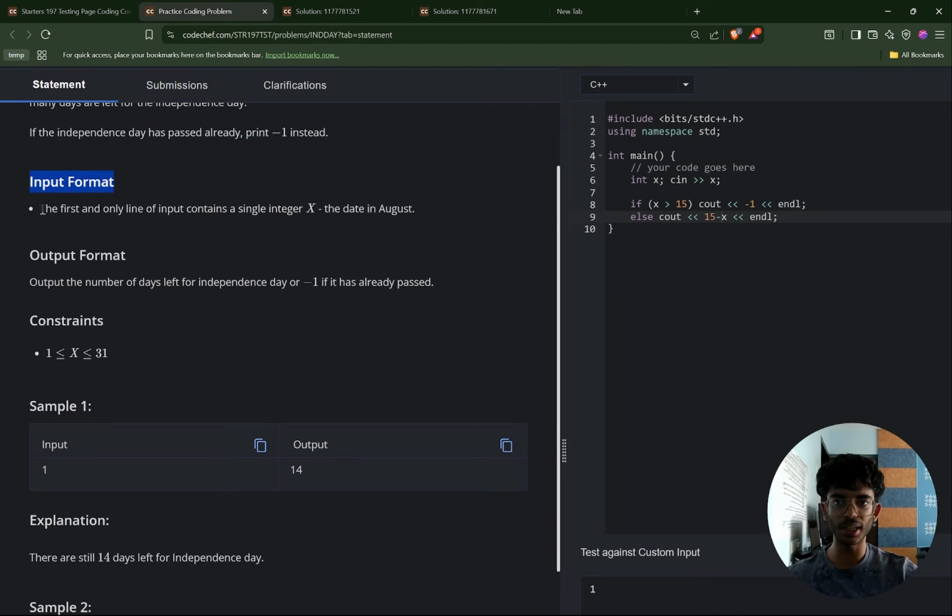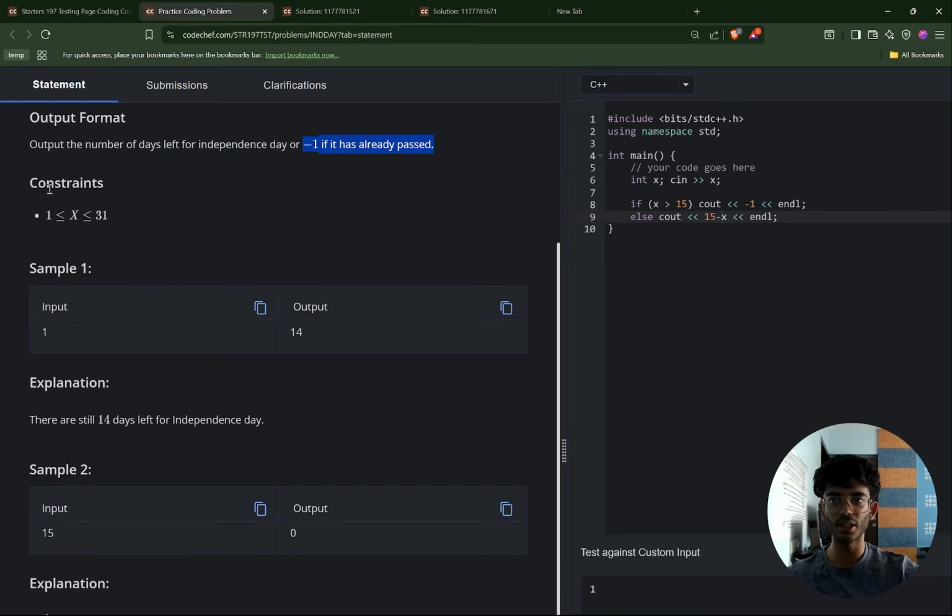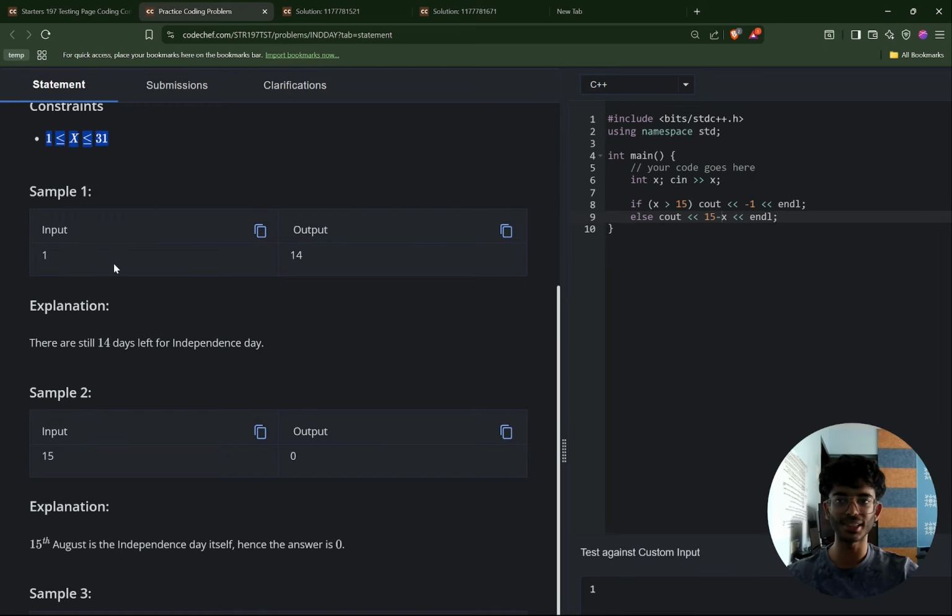So in the input will be given a single integer x representing the date in August, and in the output we need to print the number of days left for the Independence Day or -1 if it has already passed. In the constraints we're given a number in between 1 and 31 which represents the days in August. So now let's see the sample input.